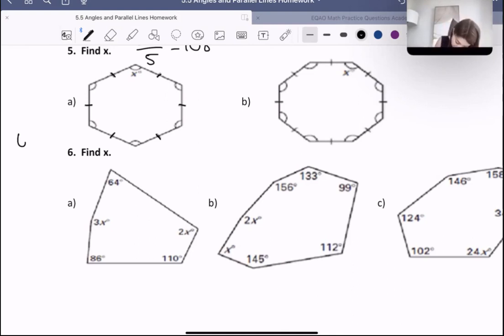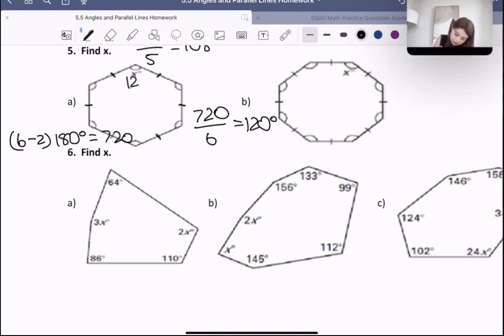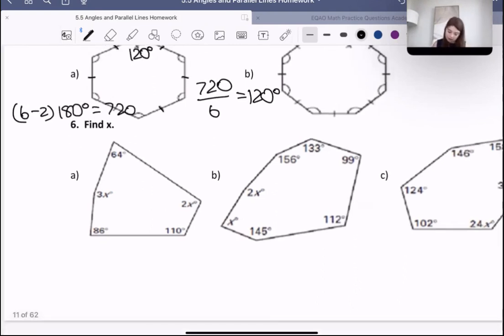So first we need to find out how many degrees all of these add up to altogether. So that would be 4 times 180, which is 720. Then we must do 720 divided by 6 because there are 6 sides, and we know that all the angles are the same, right? There's 6 angles and 6 sides, and all the angles are the exact same, as are all the sides. So we divide by 6, we get 120. So that means x is equal to 120, along with all the other angles for that matter. Very good. All right, now we'll do 6a.